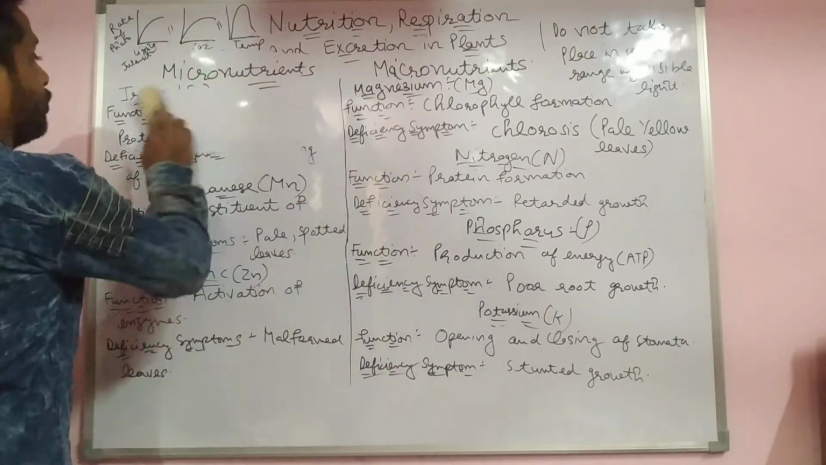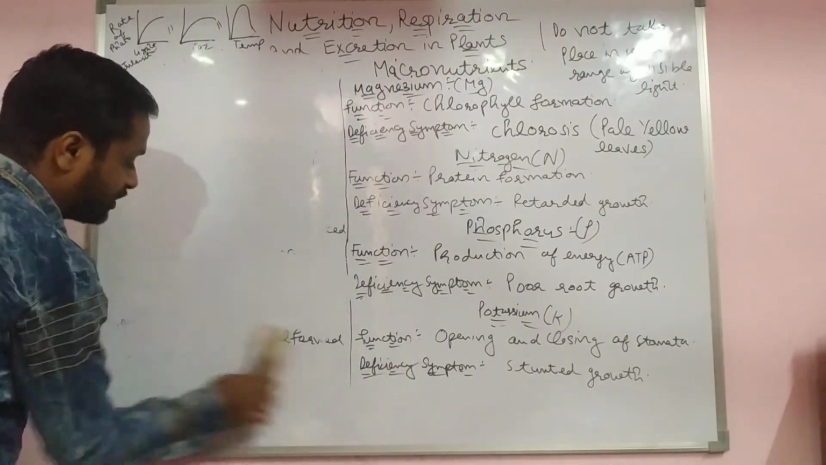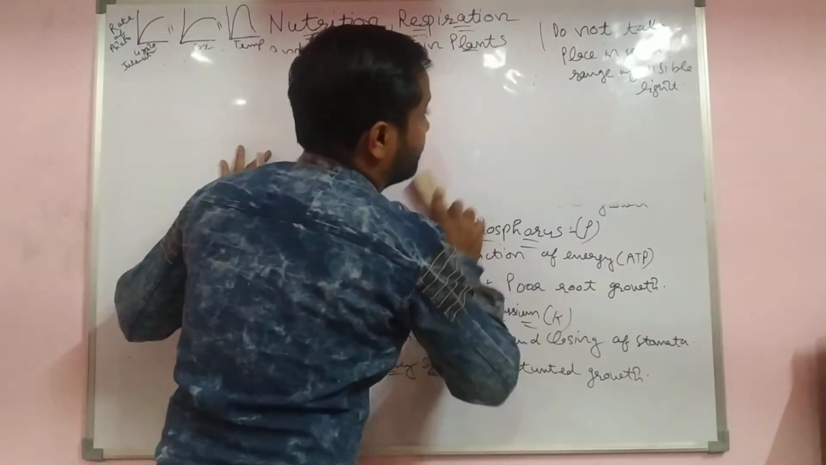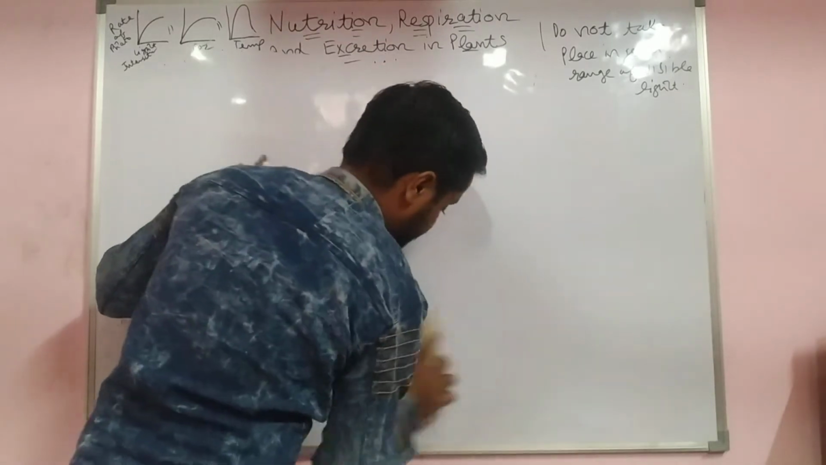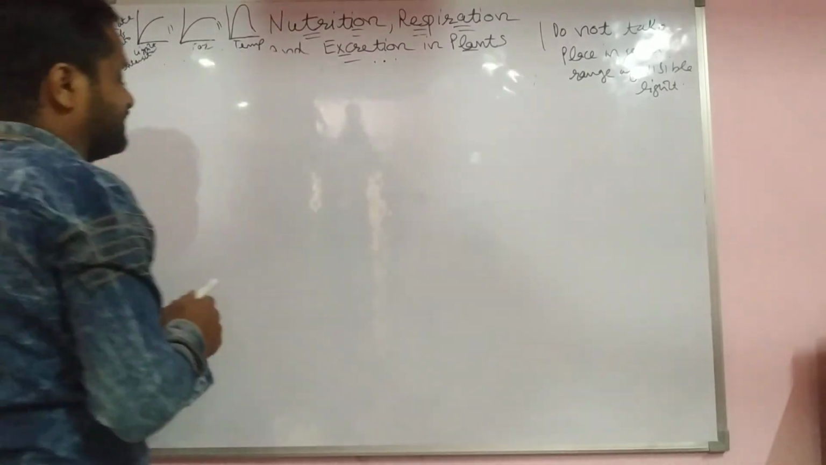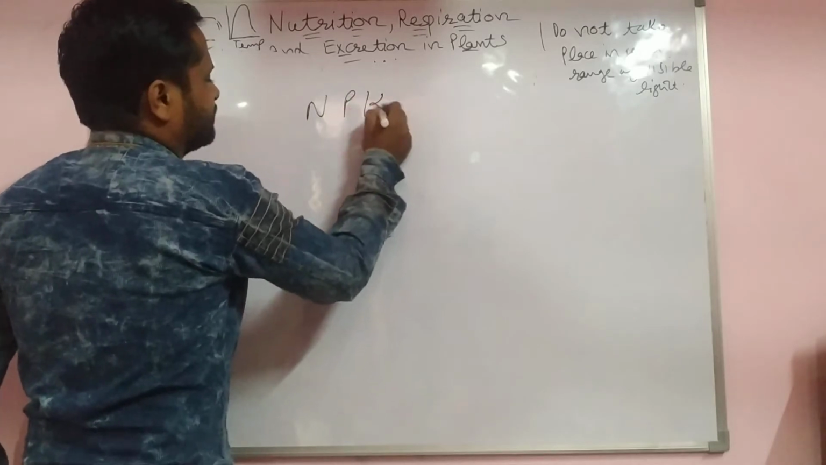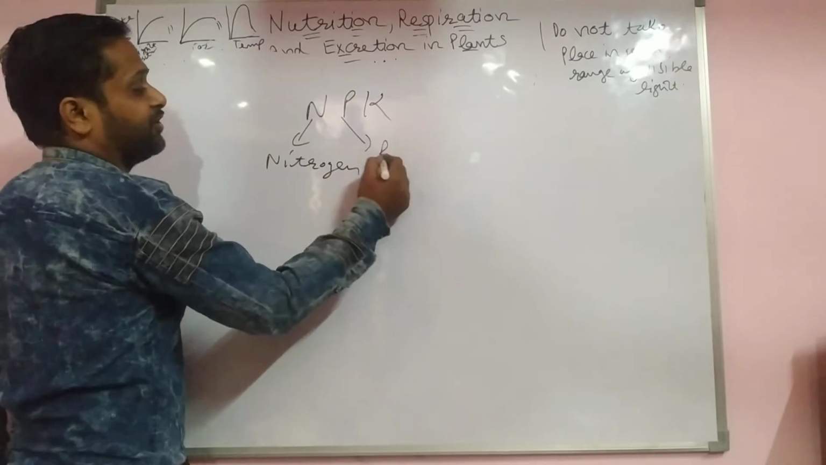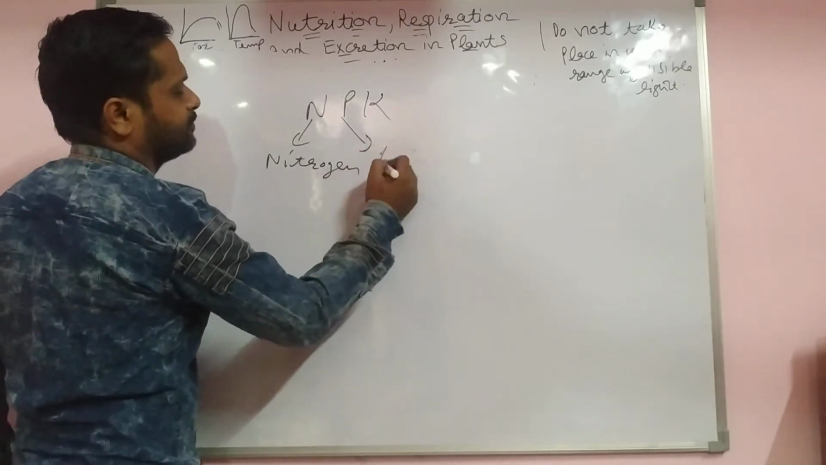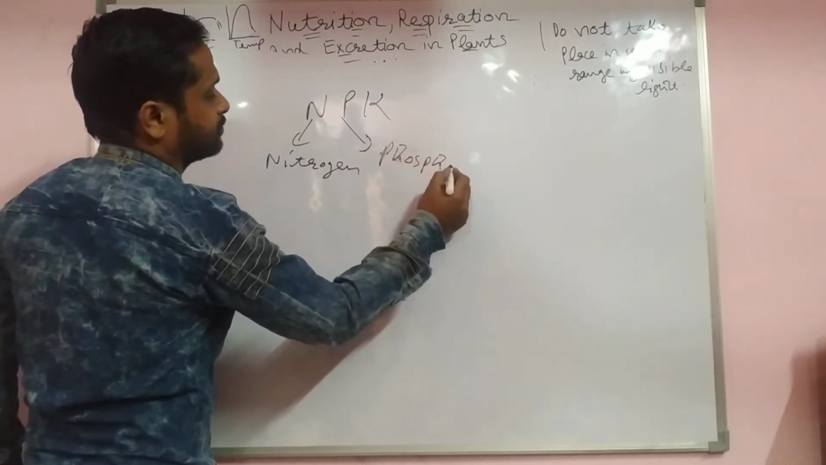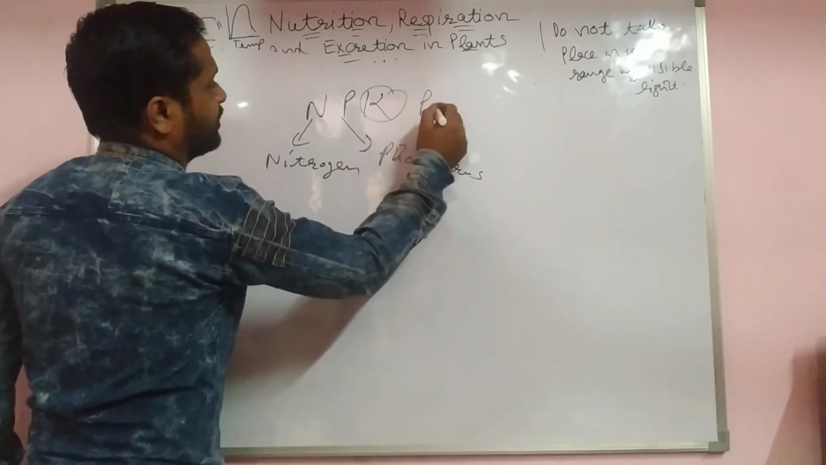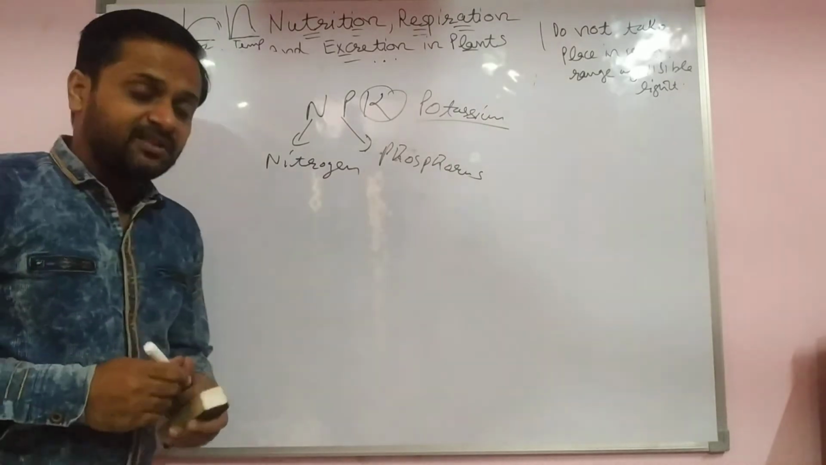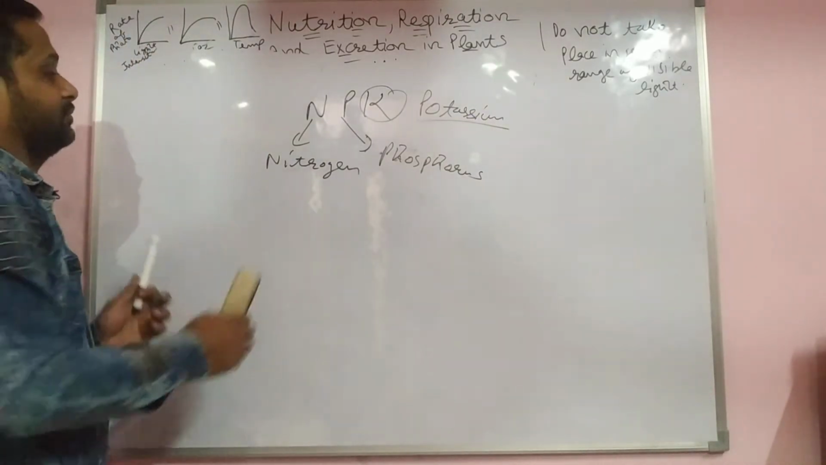The main constituents are NPK: nitrogen, phosphorus, and potassium, where K is potassium, students. So these are the main nutrients of the plant.